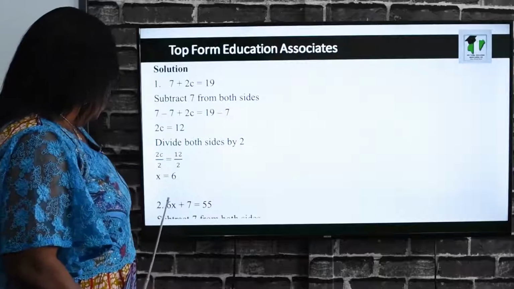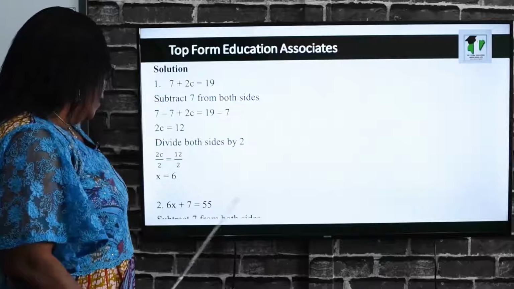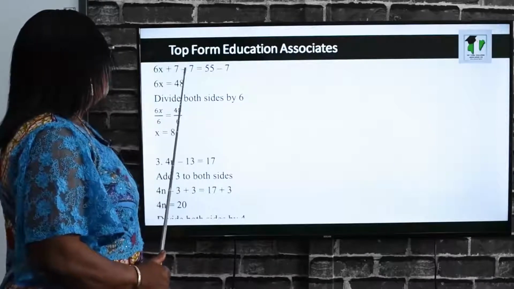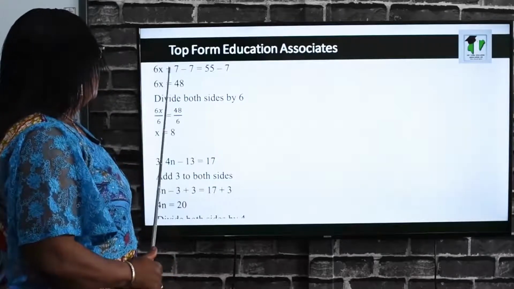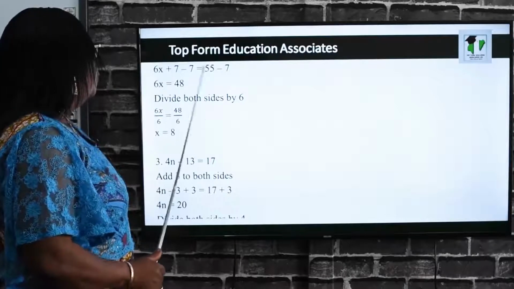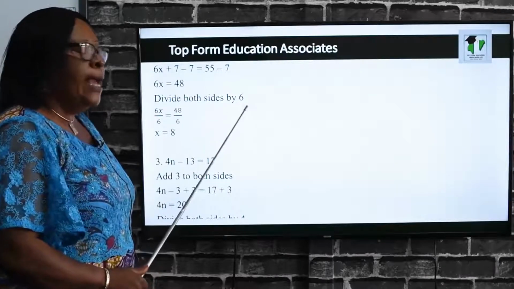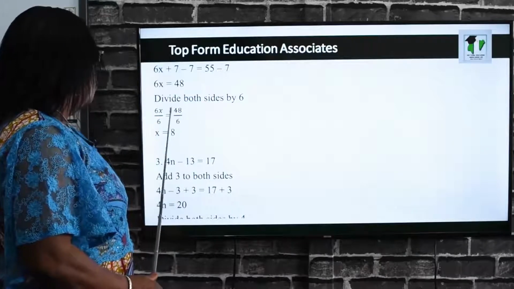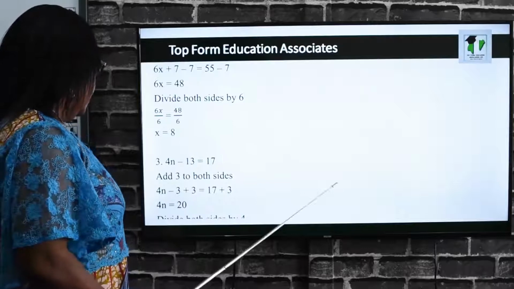In question number 2, 6x plus 7 equals 55. So we are subtracting 7 from both sides. Have 6x plus 7 minus 7 equals 55 minus 7. 7 minus 7 is 0. So 6x is equal to 55 minus 7, which is 48. We divide both sides by 6. And we have 6x over 6 equals 48 over 6, giving us that x is equal to 8.